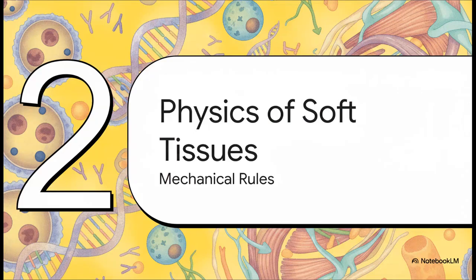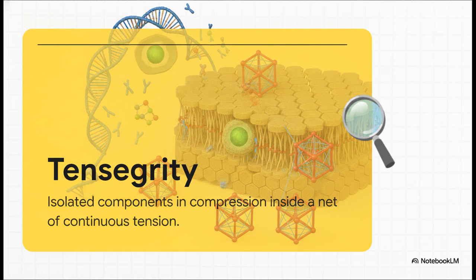Let's move on and see how this builds in Section 2, the physics of soft tissues. Okay, so we are zooming out from the random drift of invisible molecules to the actual mechanical rules governing physical, biological forms. If we want to understand how our tissues hold their shape and resist stress, we absolutely have to look at this incredible concept called tensegrity. Imagine a structural principle that uses isolated components, like rigid struts under compression, and suspends them inside a continuous net of tension, kind of like elastic strings. It's like a giant flexible puzzle.